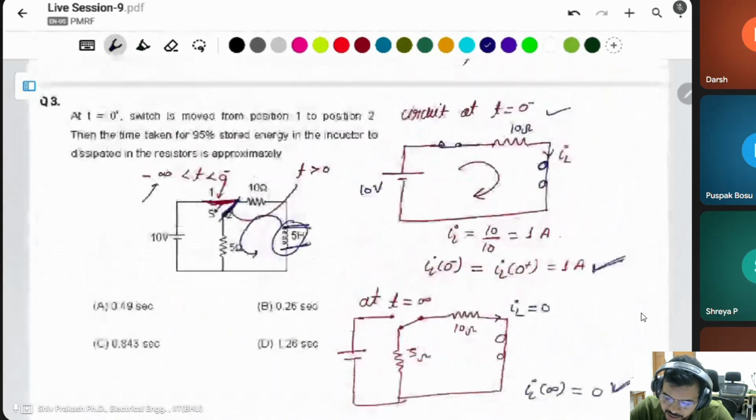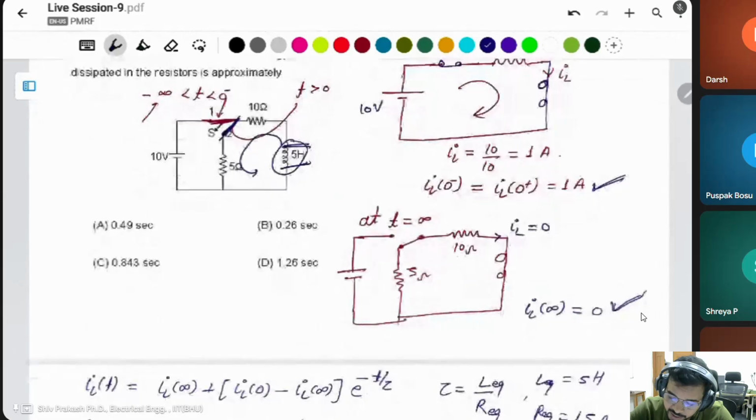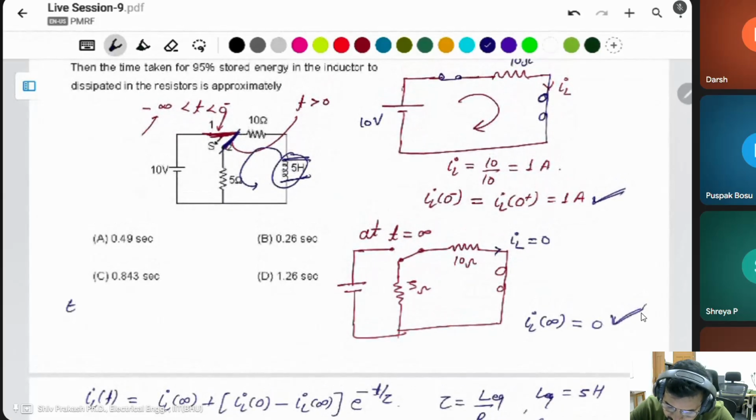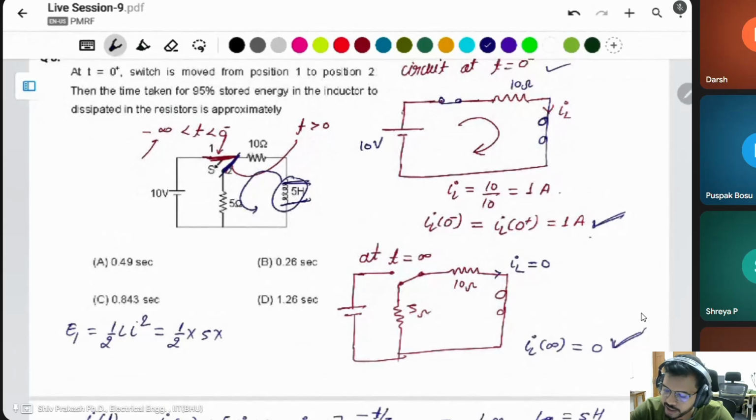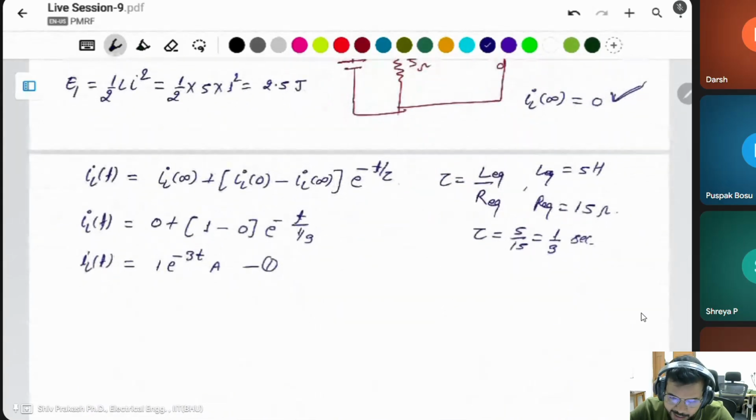But at the initial time, what amount of energy is stored by the inductor? You know the inductor energy stored is half L i squared. The inductor is given as 5 Henry. I already calculated the initial current is 1 ampere. 1 squared is 1 only. This will be 2.5 joule. And what is E2? The second time, half L i squared.